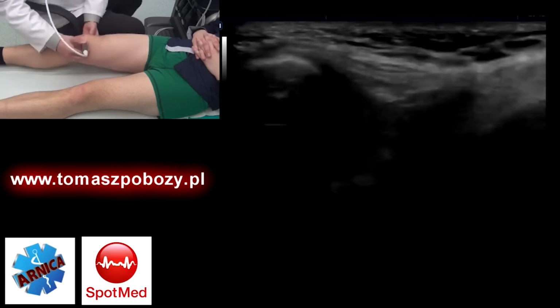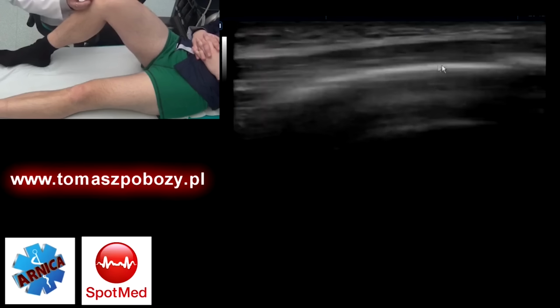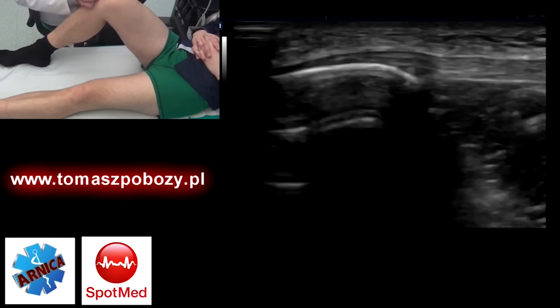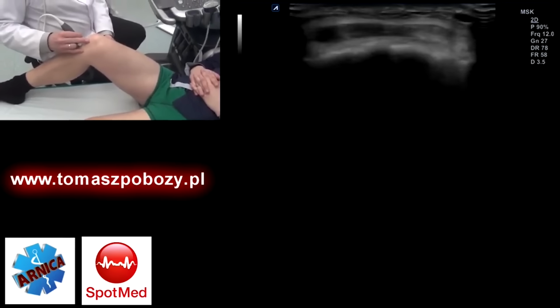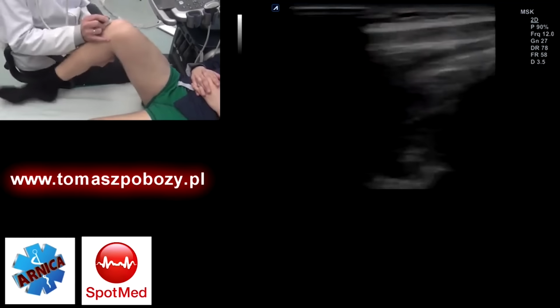Next, we examine the patellar tendon. It's best done with the knee flexed to about 90 degrees. In this view, we can see the patella, the patellar tendon, and its tibial attachment. The patellar tendon can also be viewed in transverse section. Deeper structures include Hoffa's fat pad, and beneath it, the anterior cruciate ligament.